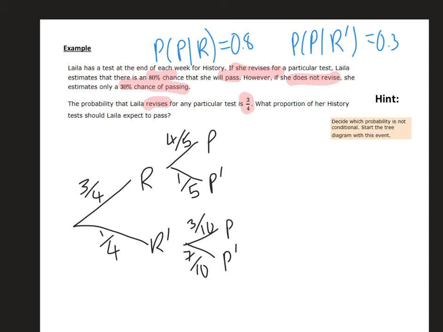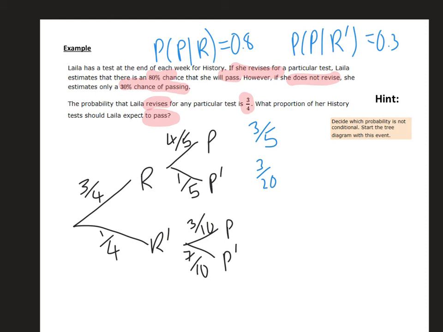So the question says, I didn't actually read what the question wants. What proportion of her history tests should Layla expect to pass? Well, remember what I said about it's a good habit to work out straight away the probabilities of things happening. So revising and passing. If I times these together, I will get 3/4 times 4/5 gives me 3/5. So that's the probability that she revises and passes. 3/4 times 1/5 gives me 3/20. That's the probability that she revises but doesn't pass.